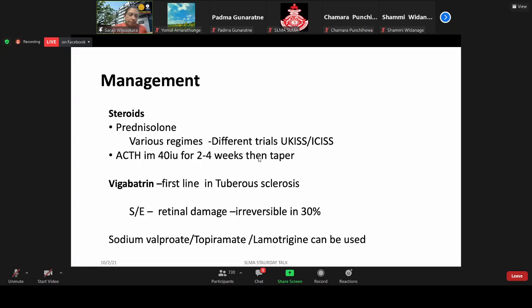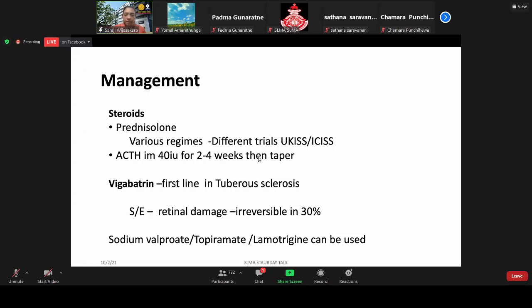There are various regimes used in different trials. We use prednisolone in our country mostly, and ACTH is also used intramuscularly. And also vigabatrin is another drug which is said to be the first line in tuberous sclerosis. We know that most of the tuberous sclerosis patients have infantile spasms. So this is most likely the first line in tuberous sclerosis.